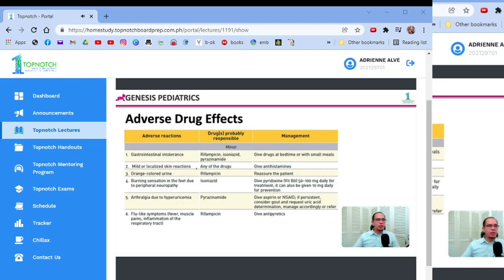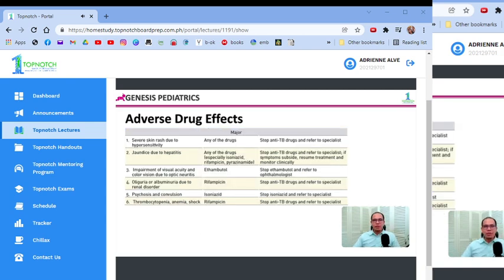Okay? Mild or localized reaction, give antihistamine. Orange-colored urine, just observe and reassure. Burning sensation, make sure you give your pyridoxine. In which case, most commercially available preparation, meron na yung kasamang pyridoxine. Arthralgia, due to hyperuricemia, you can give your NSAIDs. Okay? If persistent, consider gout and request for uric acid determination. Flu-like symptoms seen in rifampicin, you can give your antipyretics.